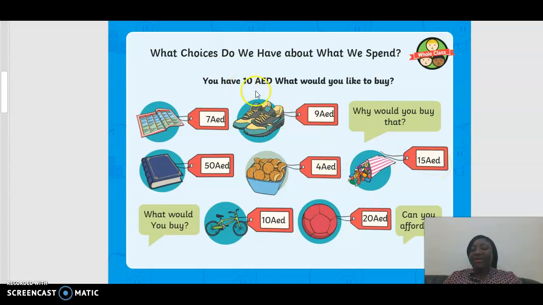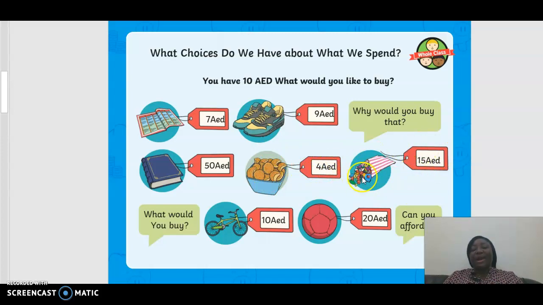And how much do you have? 10. You've got just 10. Will you be able to buy the book? No, because the book is 50. Will you be able to buy the bowl of fruits? It's just 4. Yes, you can buy the bowl of fruits because you've got 10 and the bowl of fruits costs only 4.